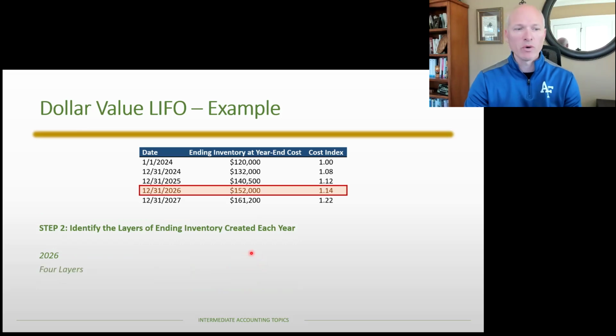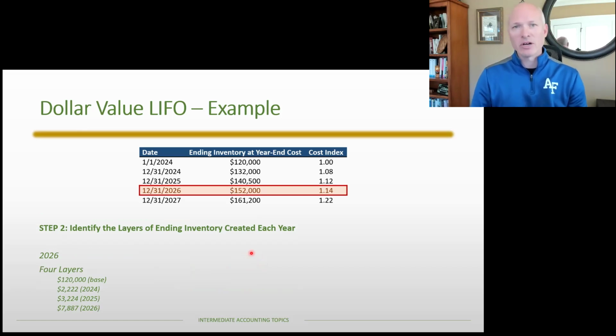So the picture we really want is that there are now 4 layers: 120,000 base year, 2,222 for 2024, 3,224 for 2025, 7,887 in 2026. Again, to be clear though, this is not what we would report on our balance sheet, because on our balance sheet under LIFO, we need the acquisition costs, and we don't have that yet.